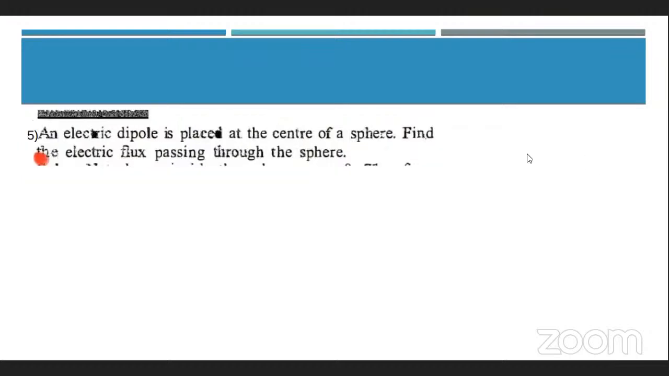Yeah. So an electric dipole is placed at the center of a sphere. Find the electric flux passing through the sphere.